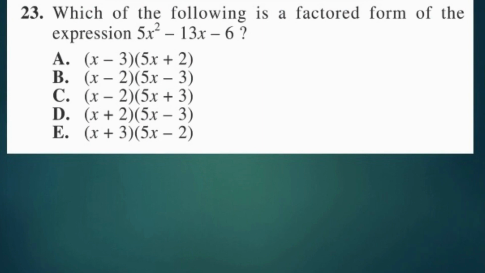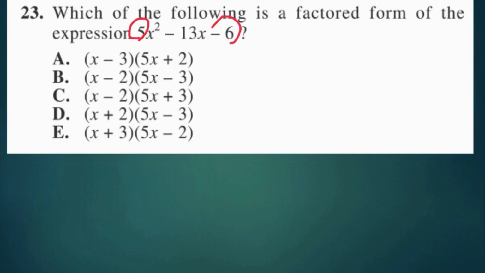Which of the following is a factored form of the expression 5x squared minus 13x minus 6? In this question, we have a quadratic trinomial, which we need to factor. The leading coefficient is 5.